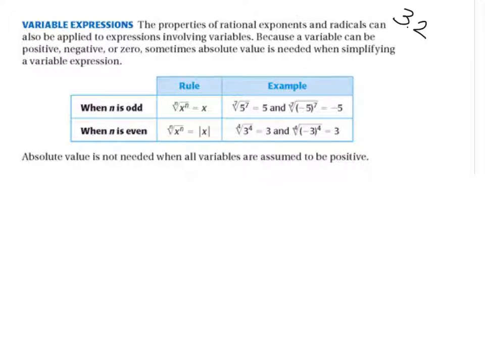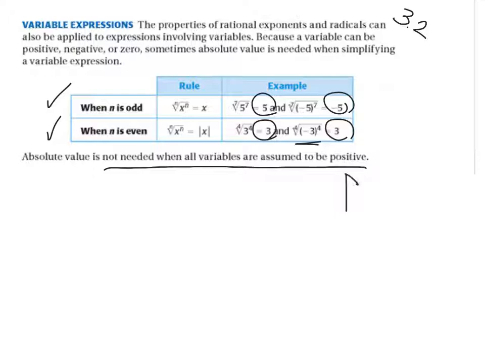So if we look, when n is odd, we know that something is going to stay negative. When n is even, we actually need the absolute value of it. Cool? Absolute value is not needed when all variables are assumed to be positive. Okay, assumed to be positive. Let's practice.